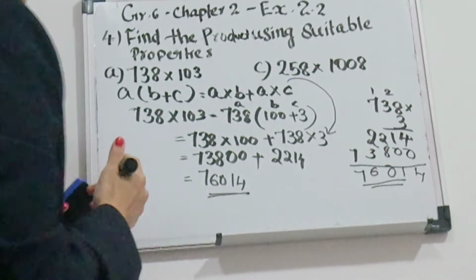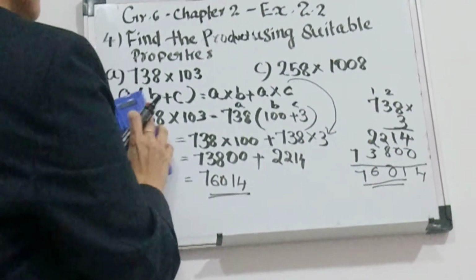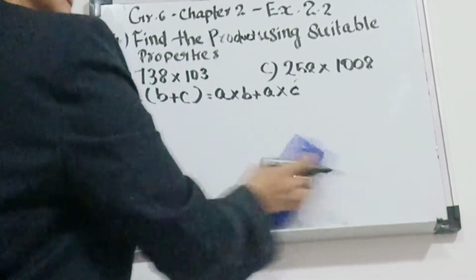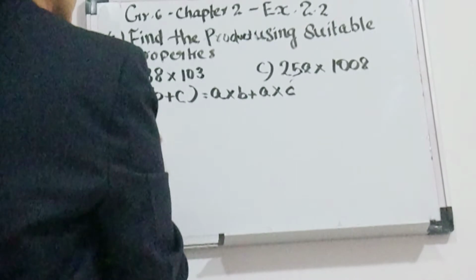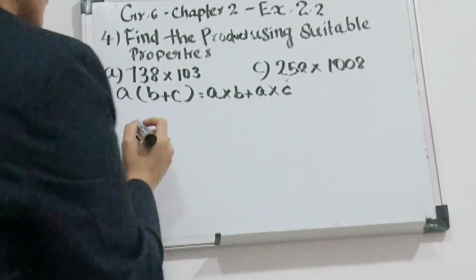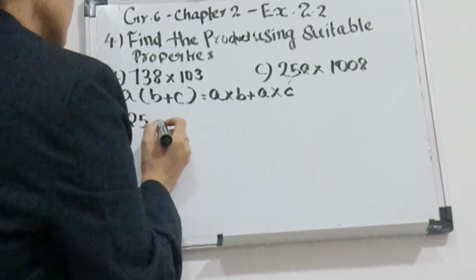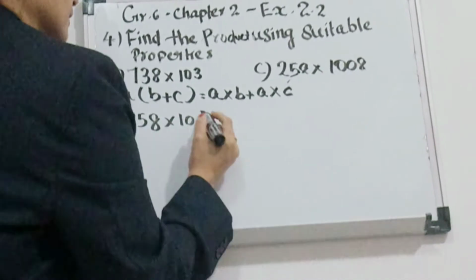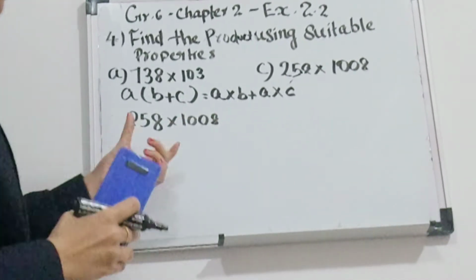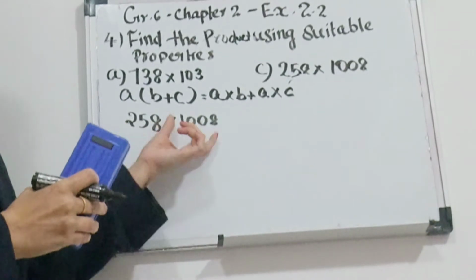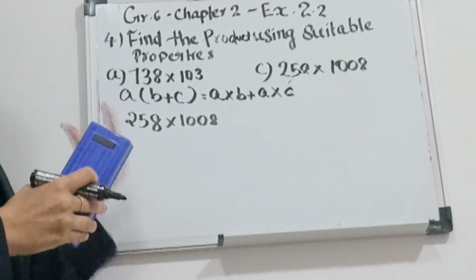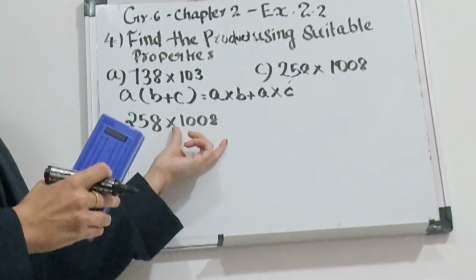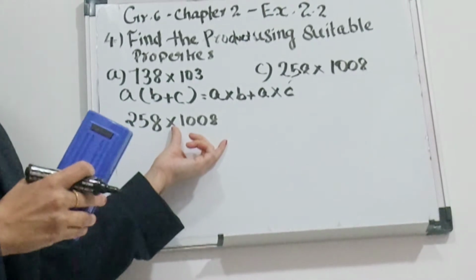Now the next one, this question. This is in a similar way: 258 into 1008. Here which number will we change, 258 or 1008? We change 1008 into 1000 plus 8 because this is close to 1000. The multiplication by 1000 is very easy.